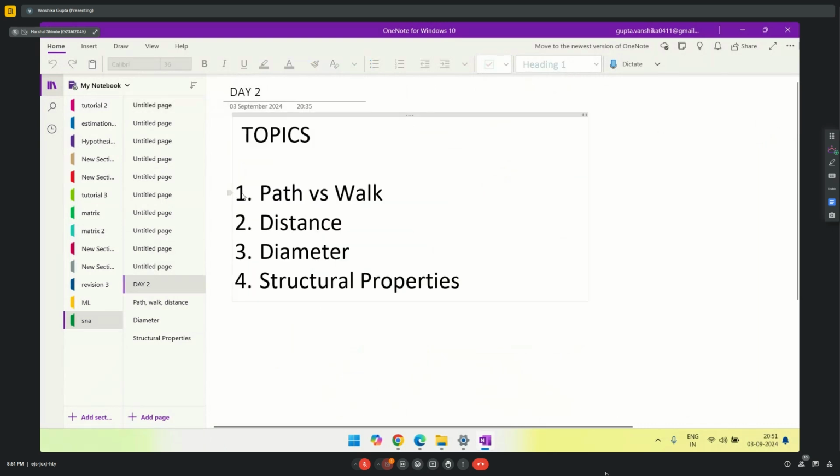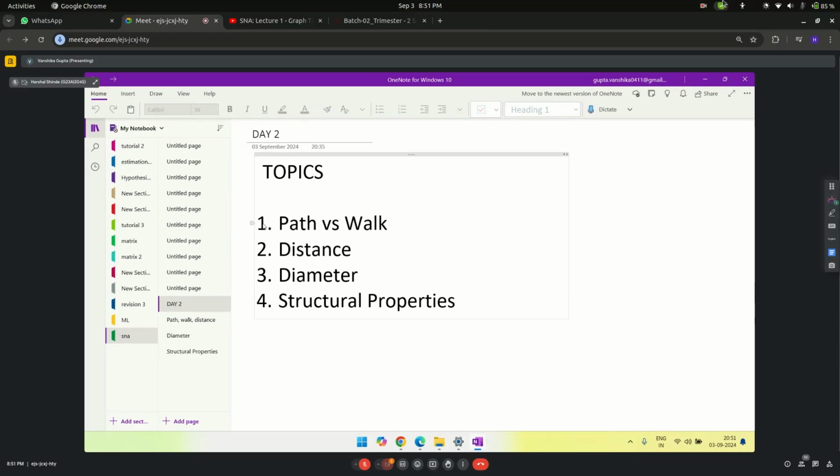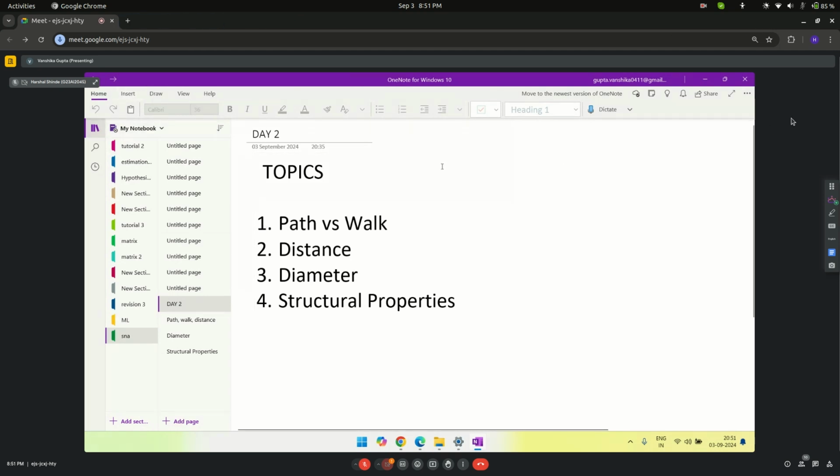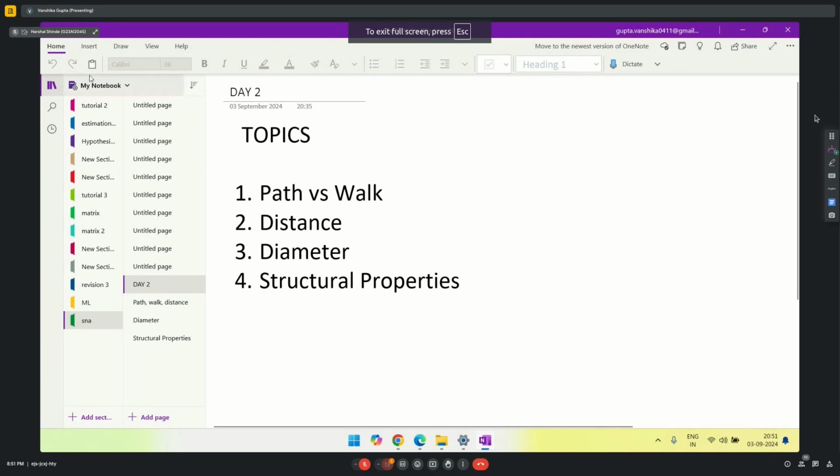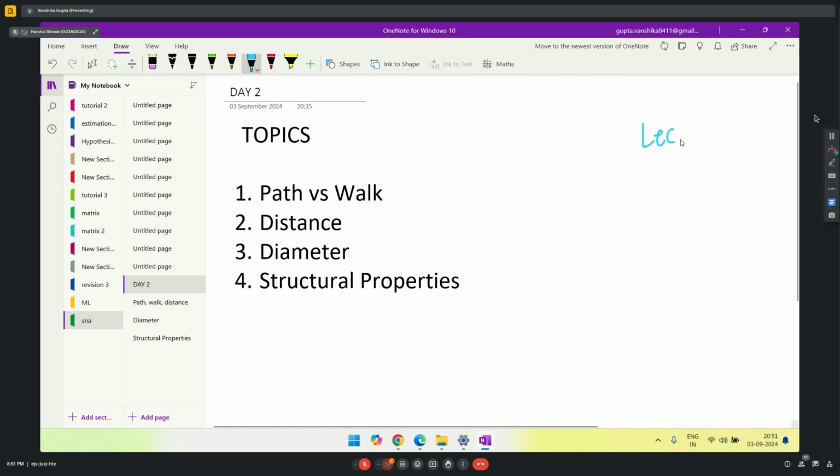अब आज के लेक्चर में हम लोग पढ़ने वाले हैं अबाउट एंड वॉक। ये कॉन्सेप्ट क्या होता है, डिस्टेंस का कॉन्सेप्ट क्या होता है, what is the diameter of a graph, and what are the different structural properties of a graph. So this is basically covering your lecture number 6. So today we'll be covering lecture 6 mainly.